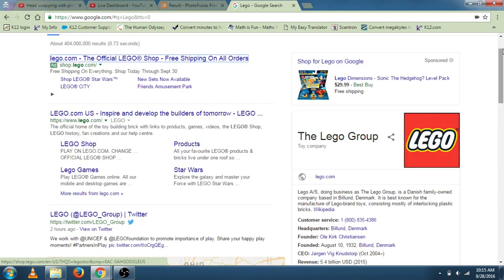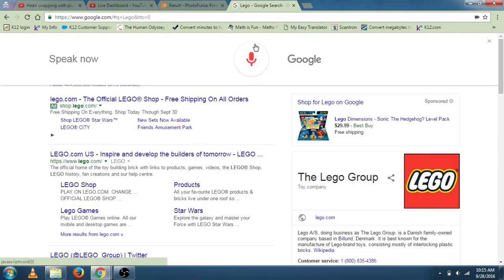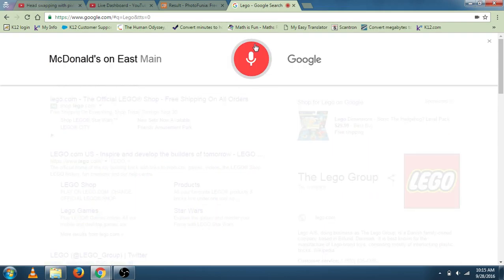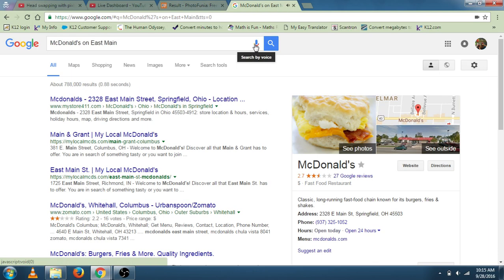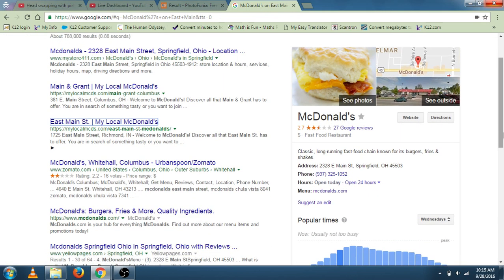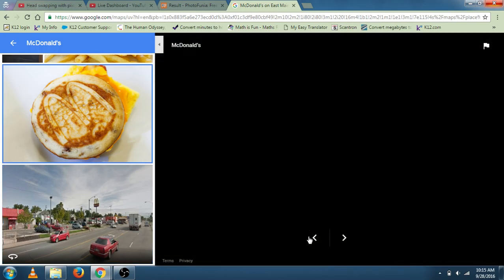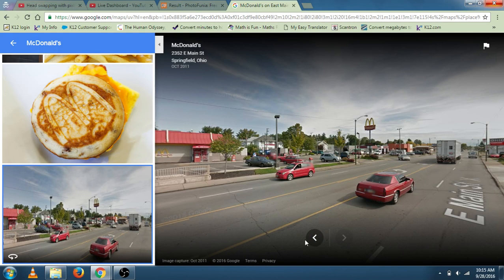So, or anyway, say if you have a place that you'd like to go visit. McDonald's on East Main. So, let's see, McDonald's on East Main. And McDonald's, here you go. So look, it even has the outfit. This is the old McDonald's. This is how ours looked before we changed it. Ours even had robots.